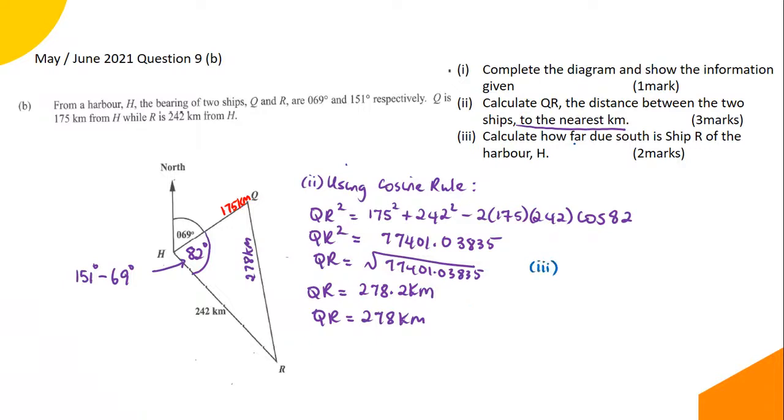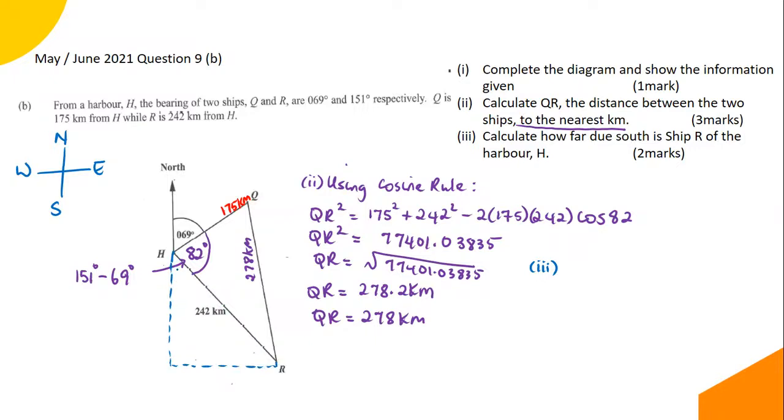Part 3 said, calculate how far due south is ship R off the harbor H. So starts from H, how far due south is the ship R of the harbor H? So you're going to draw due south. Well, we all know what is north, south, east, and west. So we know this is north, this is south, this is west, and this is east. So this cannot be south. South has to be straight down. We come straight back across like this.